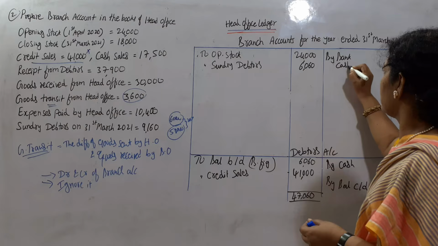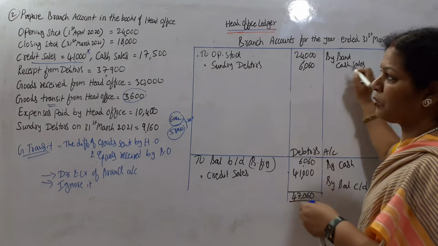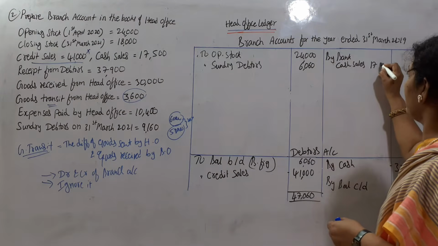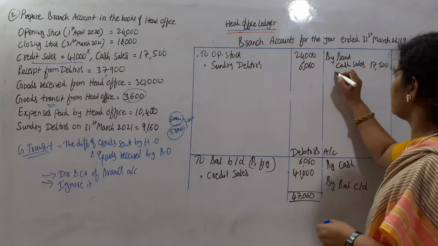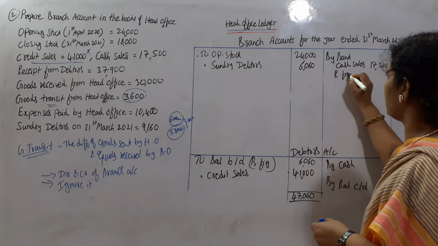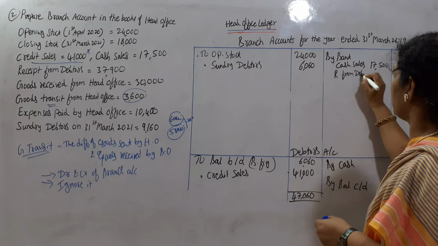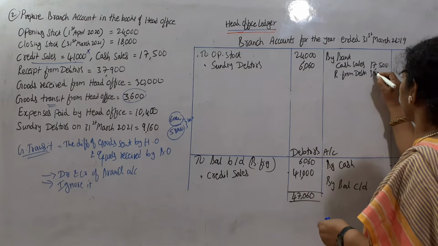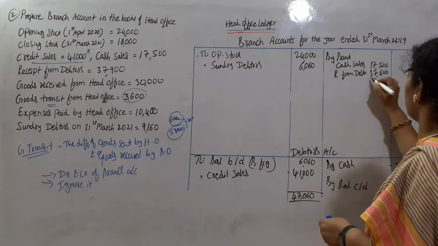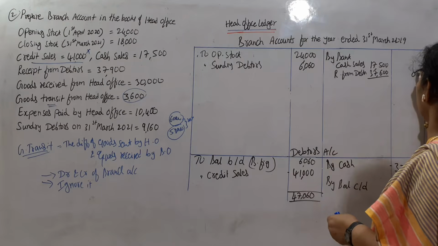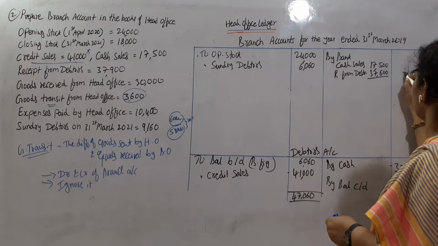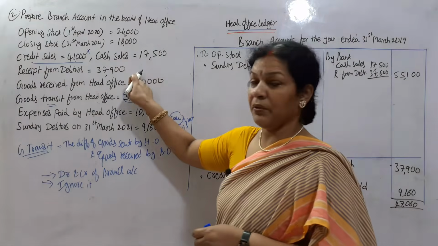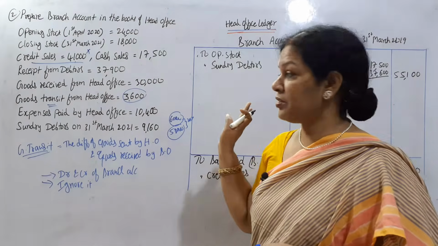cash sales. There is another amount also there related to the cash receipts from debtors. So that is why I am writing in the inner column: receipts from debtors 37,600. So the total, if we see, 55,100. Okay. So cash sales and receipts from debtors, both on the credit side, we have written.